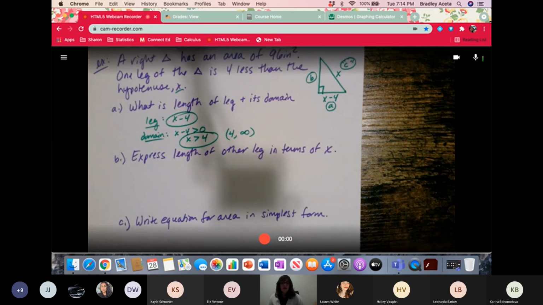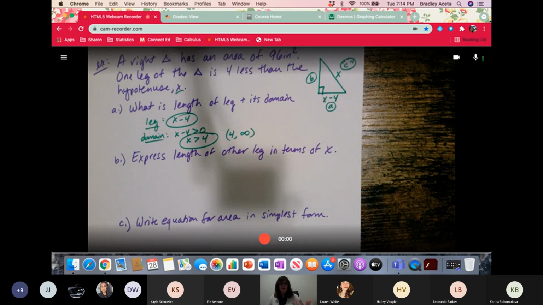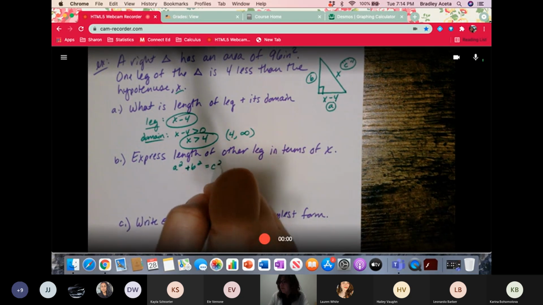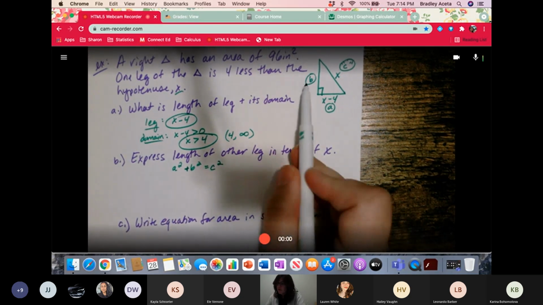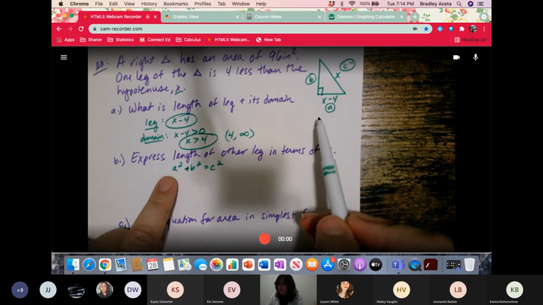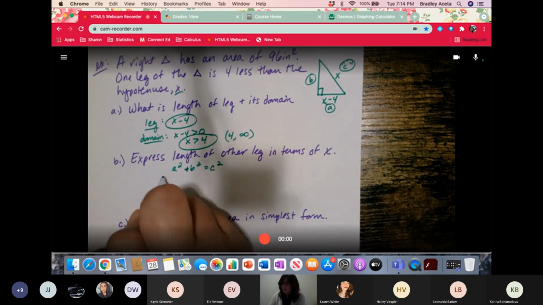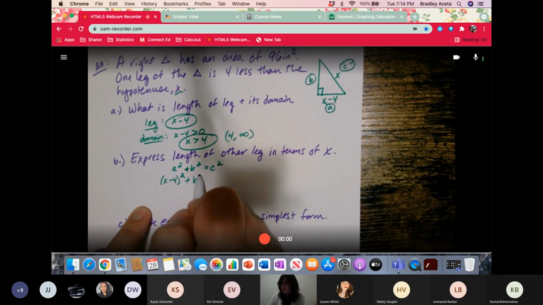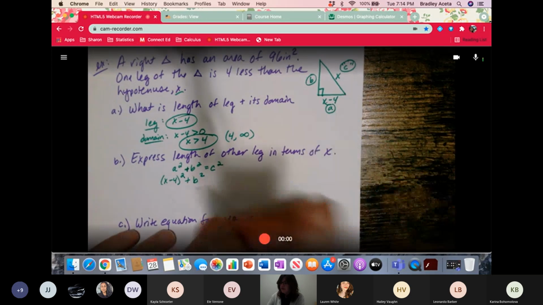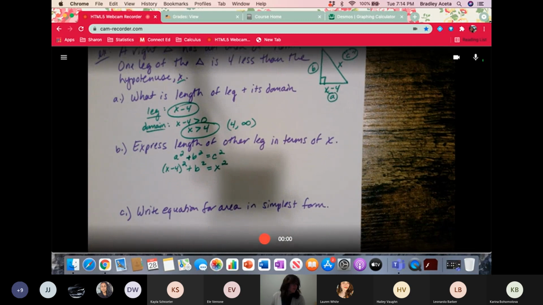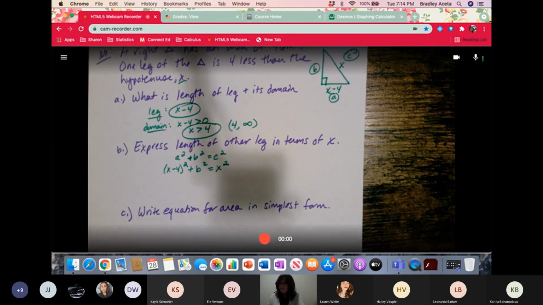Express the length of the other leg in terms of x. This is not hard, again, because you know the Pythagorean theorem, good old a squared plus b squared equals c squared. This time we don't know this leg, b, that's the other leg. So we're going to replace a with x minus 4, square it. b, we're going to leave because we're going to solve for it. And c, we're just going to call x.